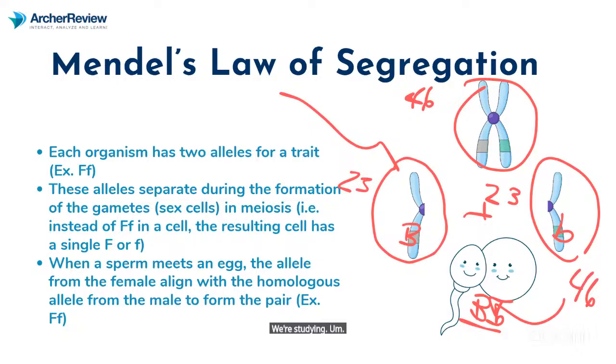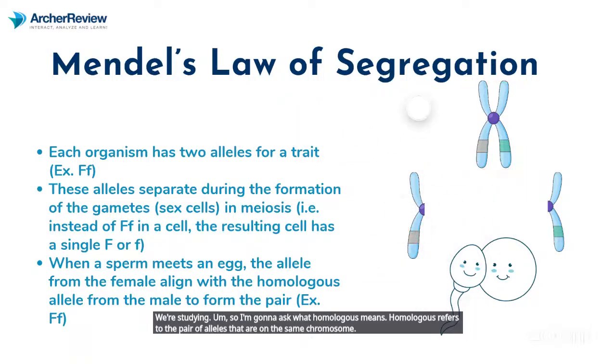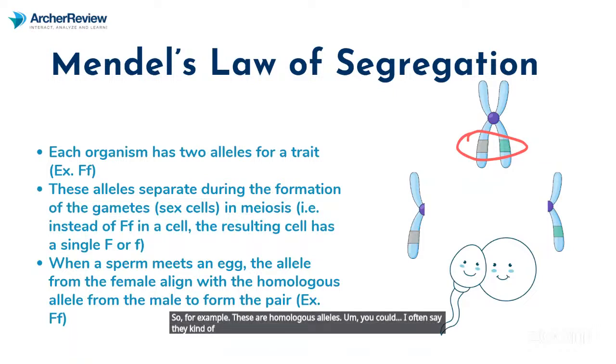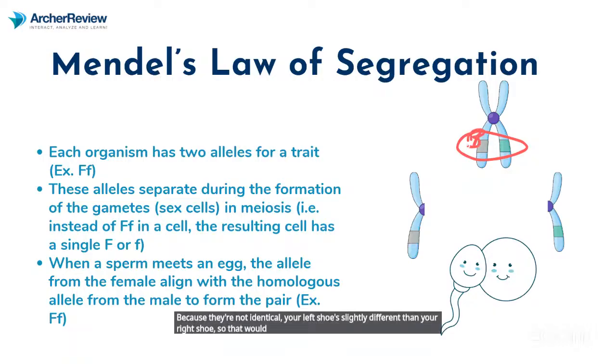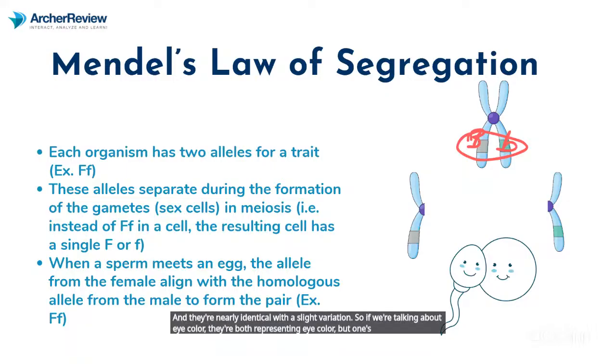So I'm going to ask what homologous means. Homologous refers to the pair of alleles that are on the same chromosome. So, for example, these are homologous alleles. I often say they kind of remind me of a pair of shoes because they're not identical. Your left shoe is slightly different than your right shoe, so that would account for a big B and a little b, but they're still the same pair of shoes. Homologous alleles are referencing the same trait, and they're nearly identical with a slight variation. So if we're talking about eye color, they're both representing eye color, but one's going to represent brown, the other one's going to represent blue, or whatever shade that is inherited.